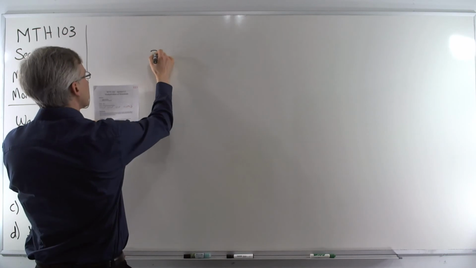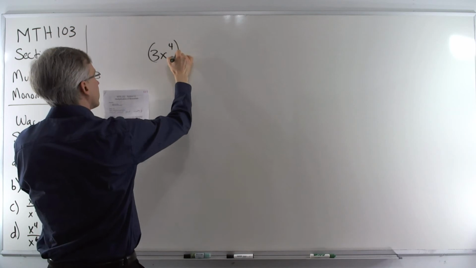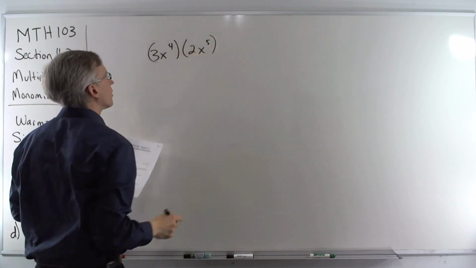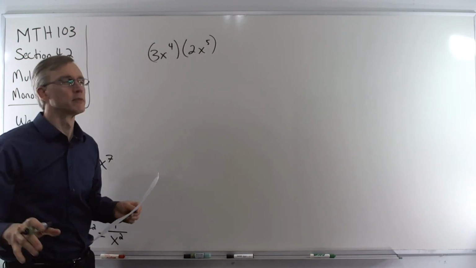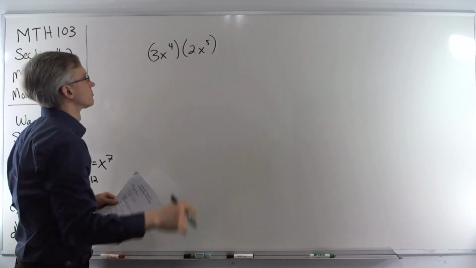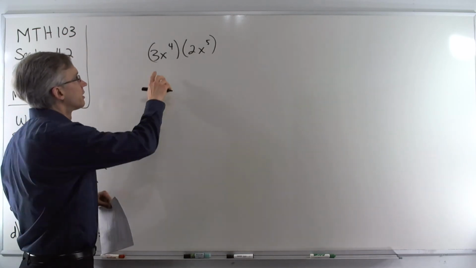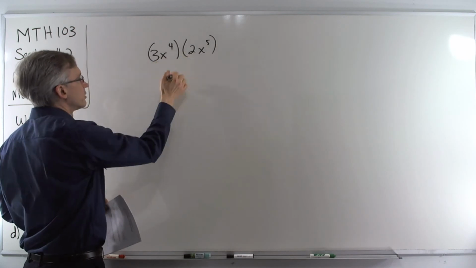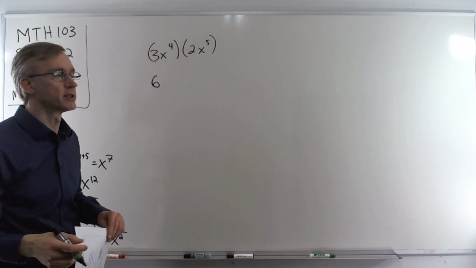such as 3 times x to the 4th power, 2 times x to the 5th power. And just recall that monomials have no addition or subtraction in them, only multiplication. So when we multiply monomials like this, we're going to multiply numbers by numbers, so the coefficient by the coefficient, 3 times 2. So you get 6 for the coefficient of the product.